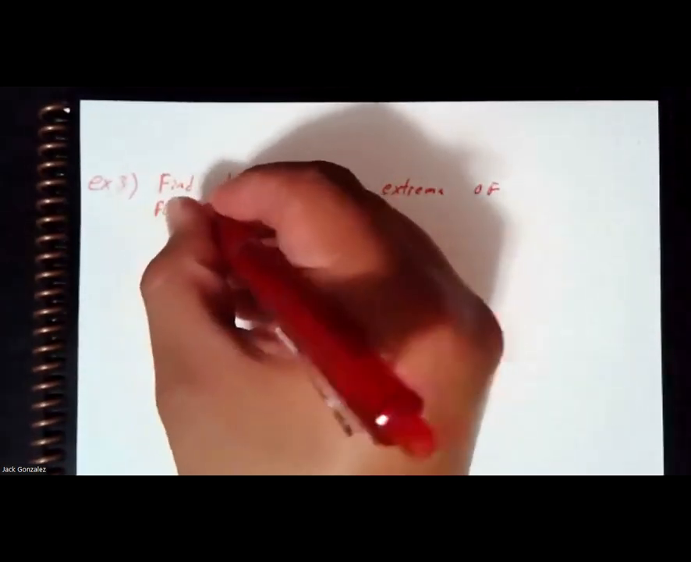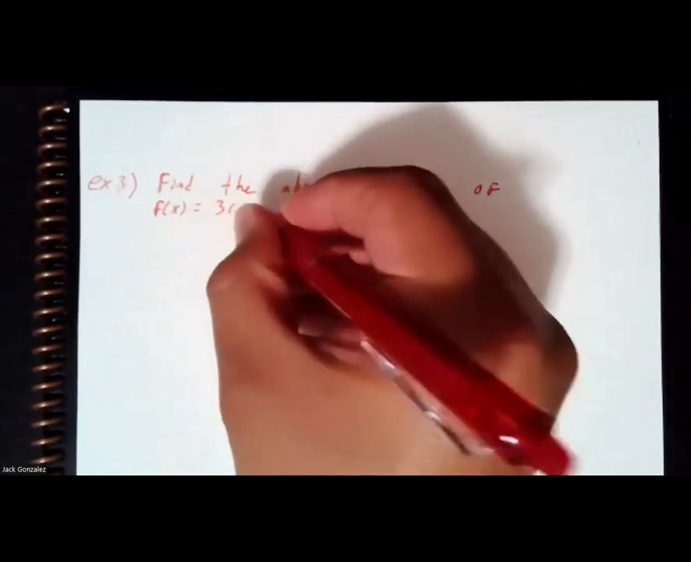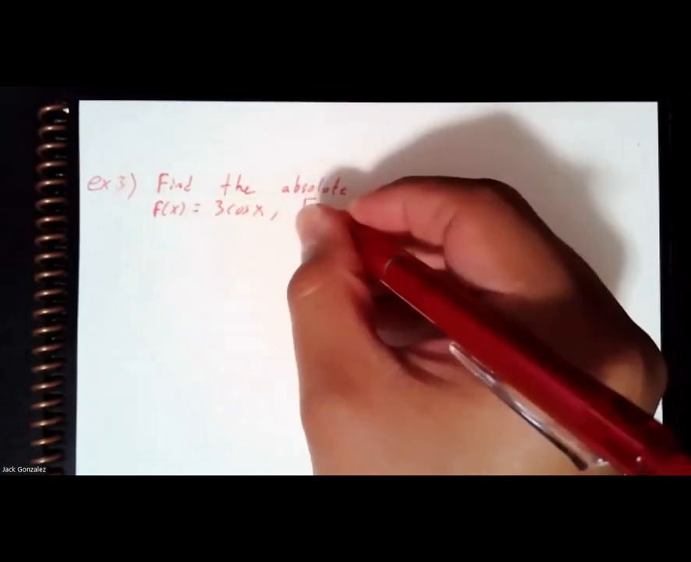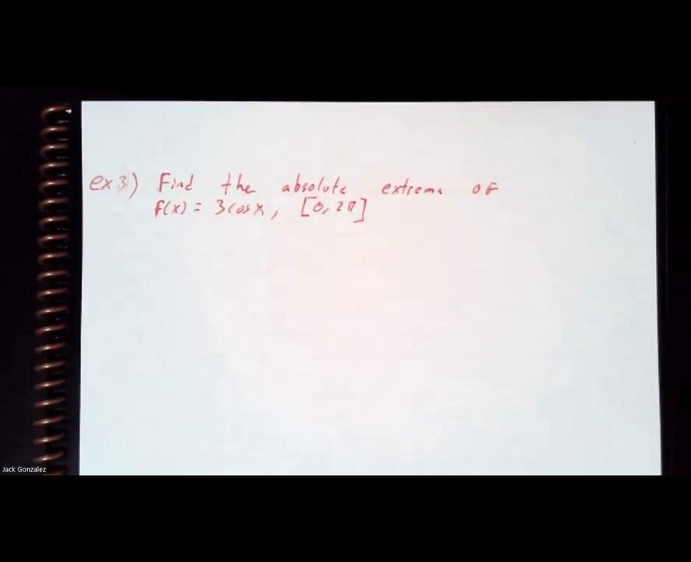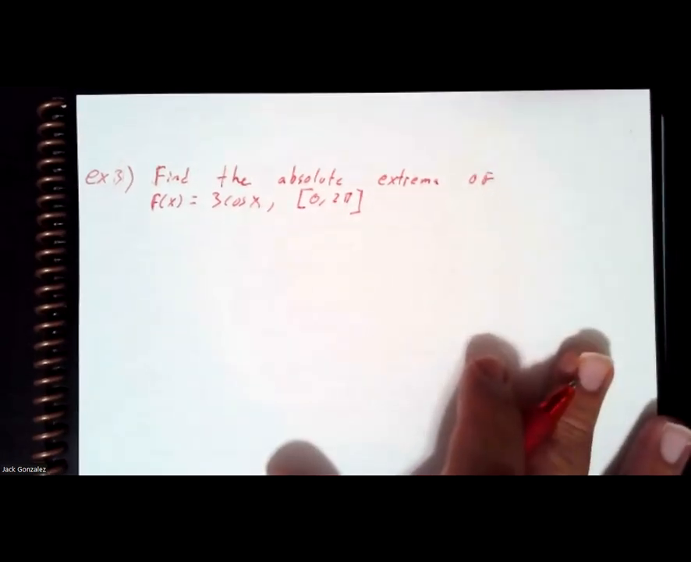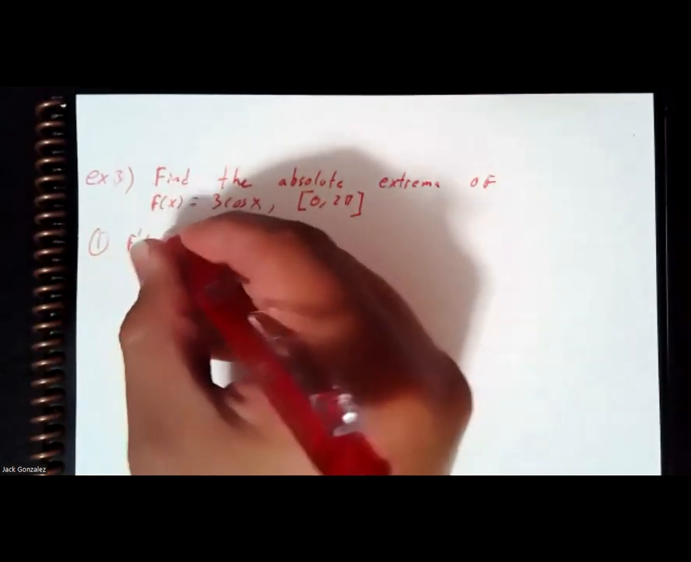Find the absolute extrema of, let's do another one, 3 cosine x on the interval 0 to 2 pi. As a closed interval, everything will be the same. Alrighty, here it is. So step one: find the derivative. What is f prime?